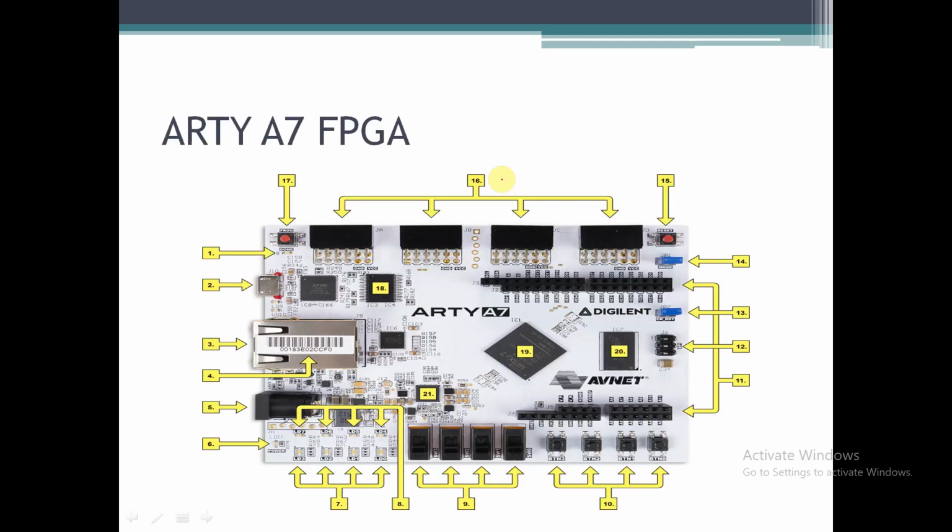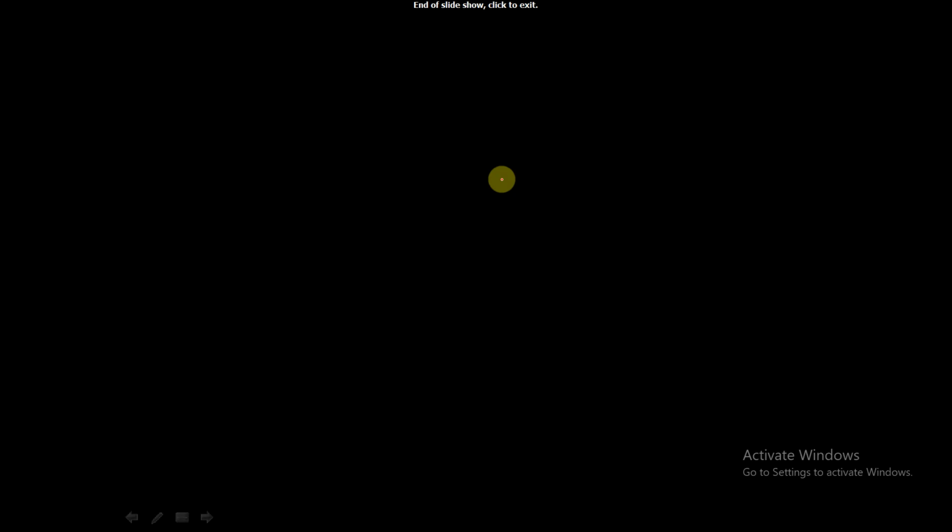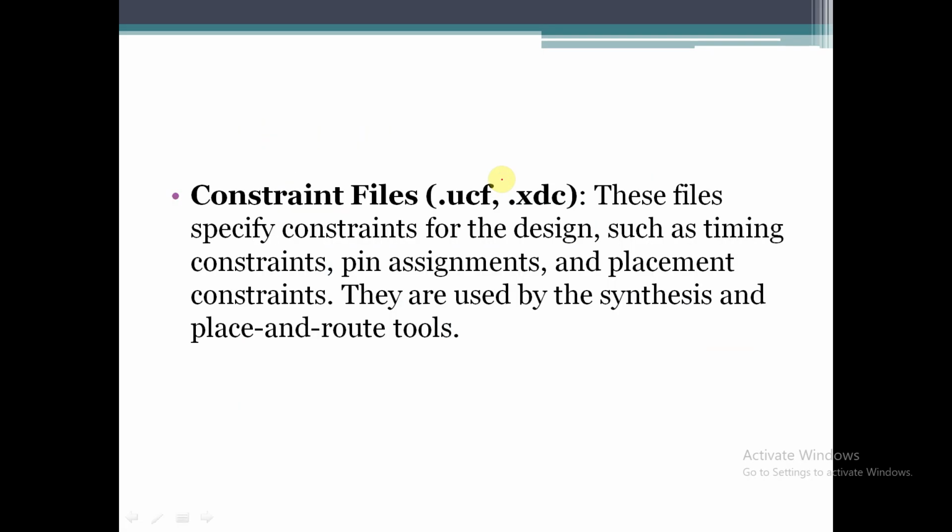And this is the Arty A7 FPGA. It is a beginner board. Using this board, we can generally build small projects, or it is also used for testing some processes. We can also use it for major projects. Yeah, so this is the agenda for this session.